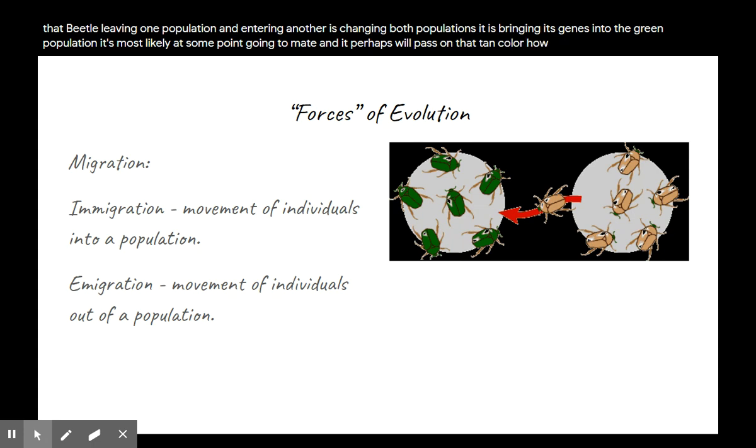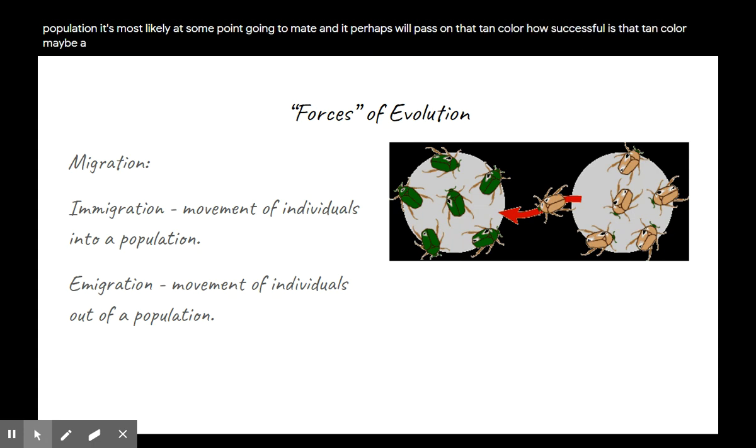How successful is that tan color? Maybe a couple of generations from now, a high percentage of that population will be tan instead of green, and that population will have changed. It will have evolved.